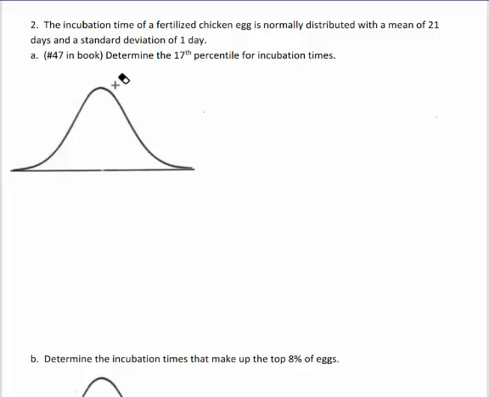Okay, this next problem is the same thing. So it says the incubation time. Oh, and by the way, this part A is part of number 47 in your book, which is actually one of the extra credit problems, so just FYI. Okay, so it says the incubation time of a fertilized chicken egg is normally distributed.